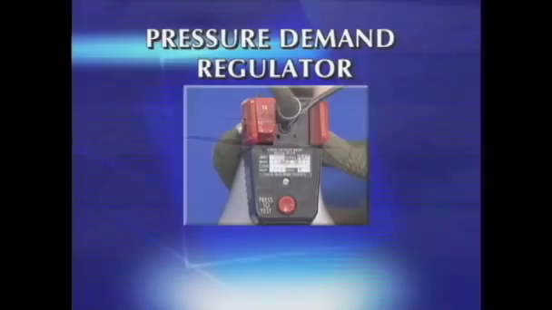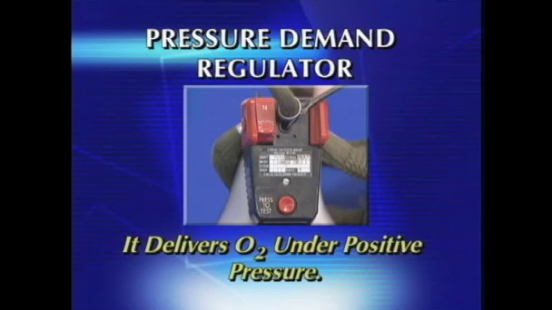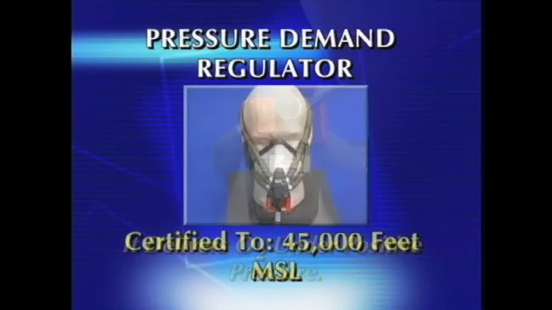With further improvements in aircraft operational performance, a more efficient regulator was needed. The answer was the pressure demand regulator. The pressure demand regulator functions the same as the diluter demand regulator with one additional feature. It delivers oxygen under positive pressure to maintain blood oxygen saturation at the higher altitudes. The pressure demand regulator used in general aviation is certified to 45,000 feet mean sea level.